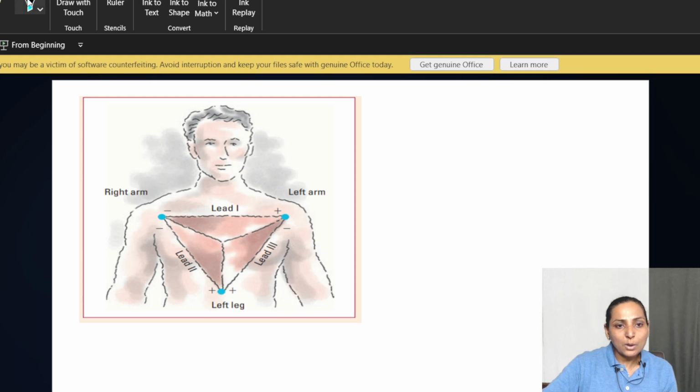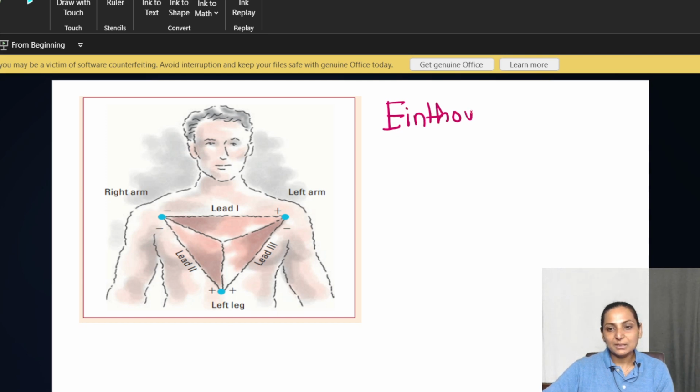Now, this all was done by Einthoven, for which he got the Nobel Prize. So this is nothing but the Einthoven's triangle. Einthoven made an arbitrary triangle taking the source of current in the center. So here the source of current is the heart, and you've taken 3 imaginary points, the acromion process, right and left, and the pubic symphysis. So this becomes your lead 1 between right arm and left arm, the lead 2 between right arm and left leg, and the lead 3 between left arm and left leg.